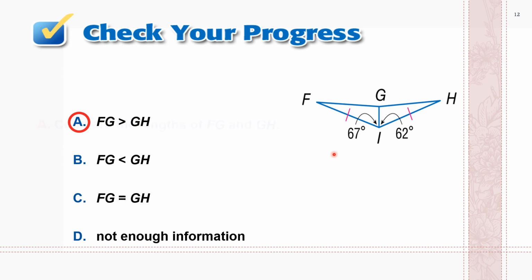Now here, what will the question be? Compare the lengths of FG and GH. Okay, so we could say that FG is greater than GH, just by looking at it, and of course through the Hinge theorem.